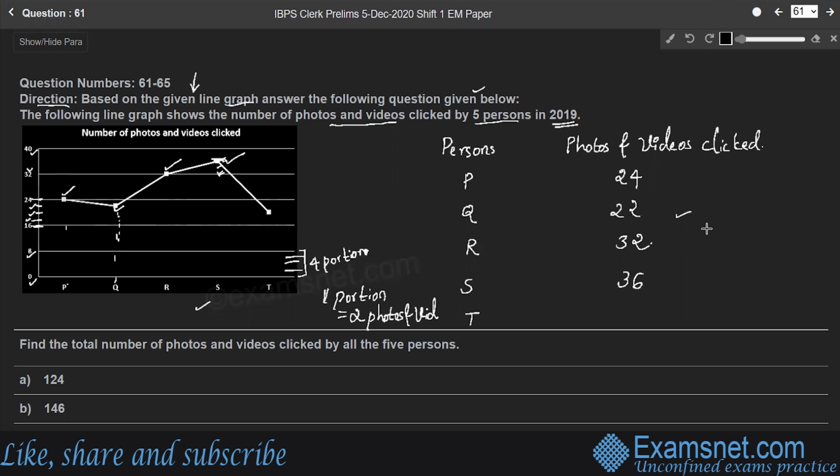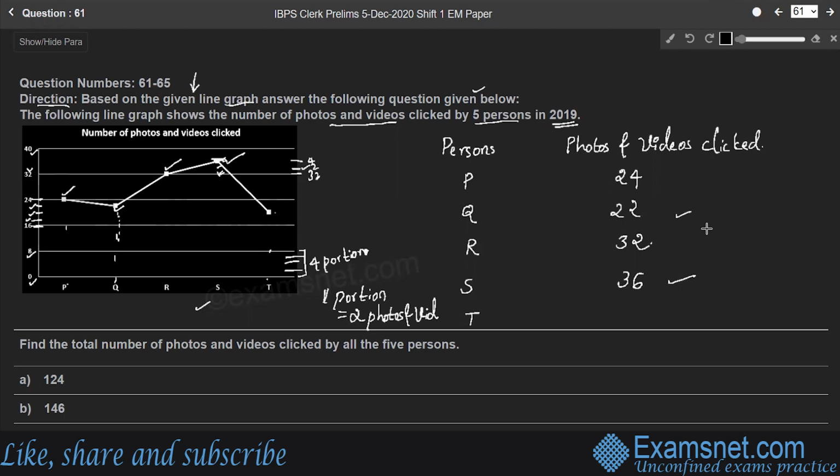32 plus 4, because this is the second portion after 32. So the first portion is 2, that is 32 plus 2. The second portion is 4, 32 plus 4 is 36. Are you getting, students? Next, person T.